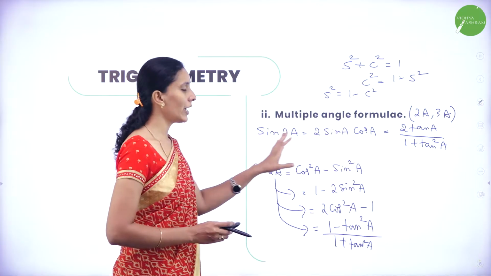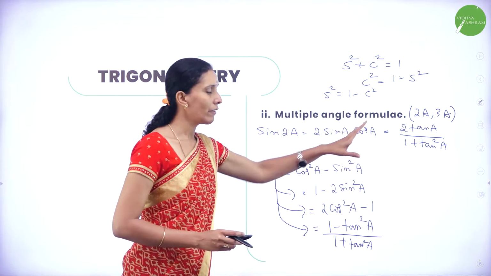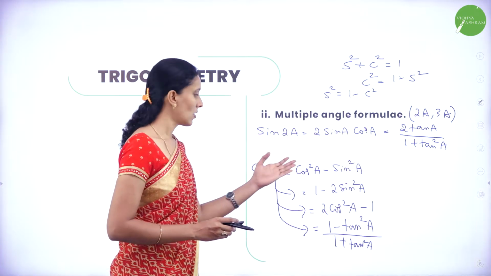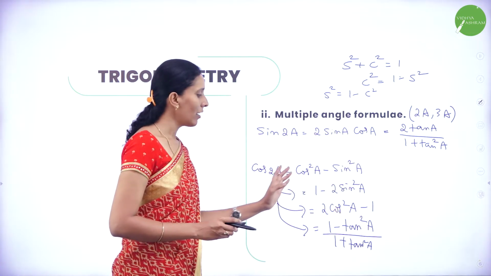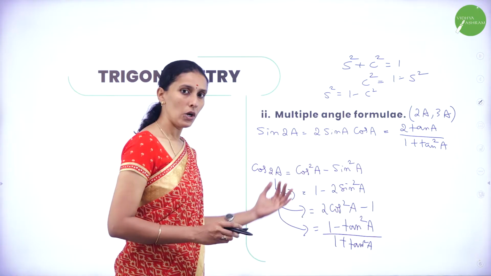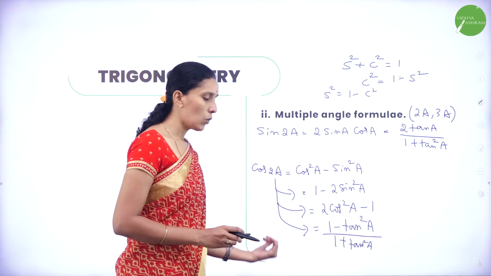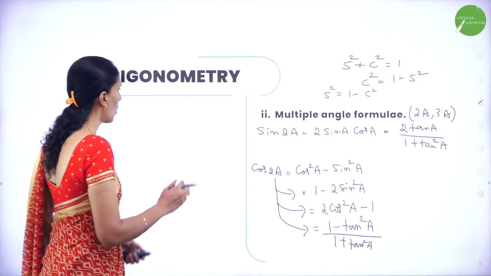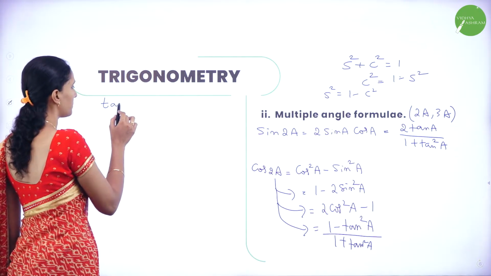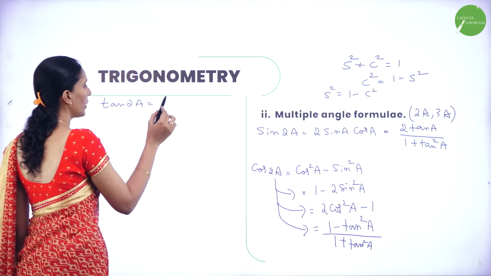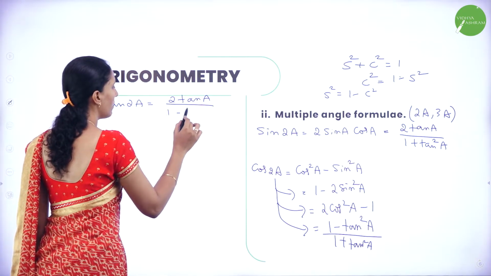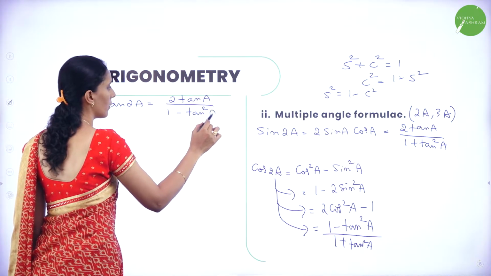So for sine 2A, it is 2 sine A cos A and 2 tan A divided by 1 plus tan square A. Cos 2A is cos square A minus sine square A, 1 minus 2 sine square A, 2 cos square A minus 1, and 1 minus tan square A divided by 1 plus tan square A. Next, what is tan 2A then? Tan 2A is 2 tan A divided by 1 minus tan square A.